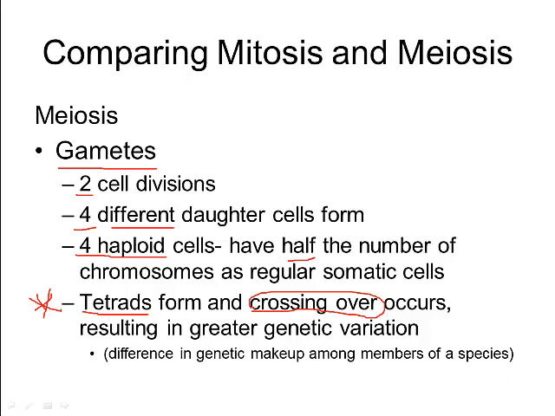Okay, so remember, genetic variations are the differences in genetic makeup among members of a species. So if you look around your class, you can see that we all don't look the same. There's a lot of different characteristics that are in there, and that happens because of this process of crossing over that occurs in sexual reproduction.